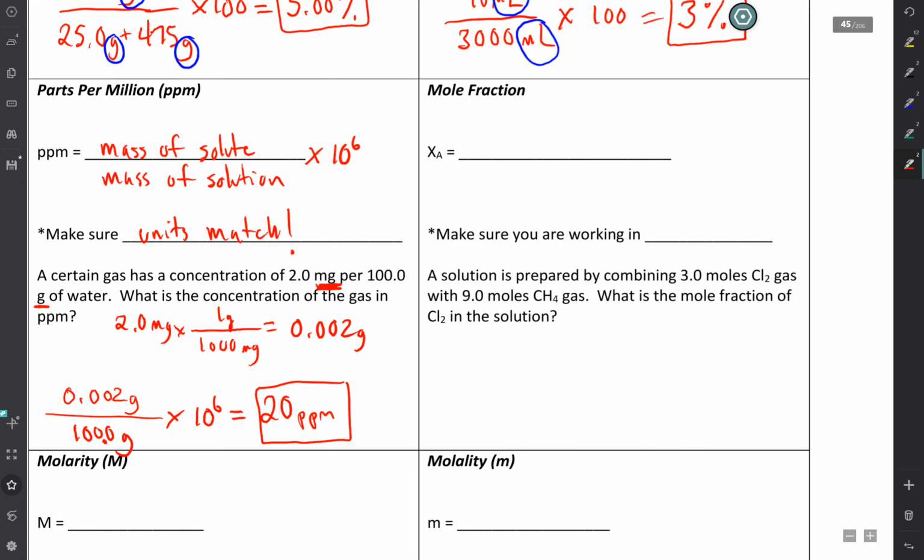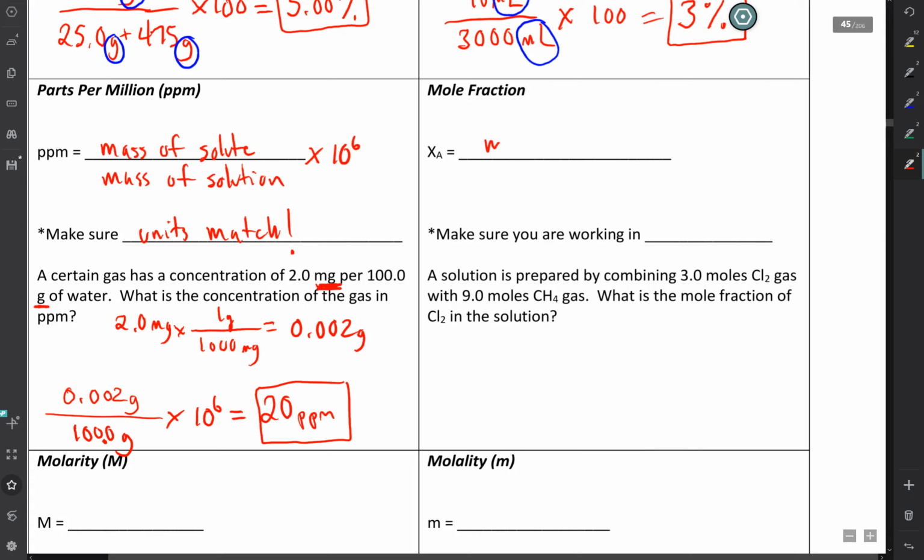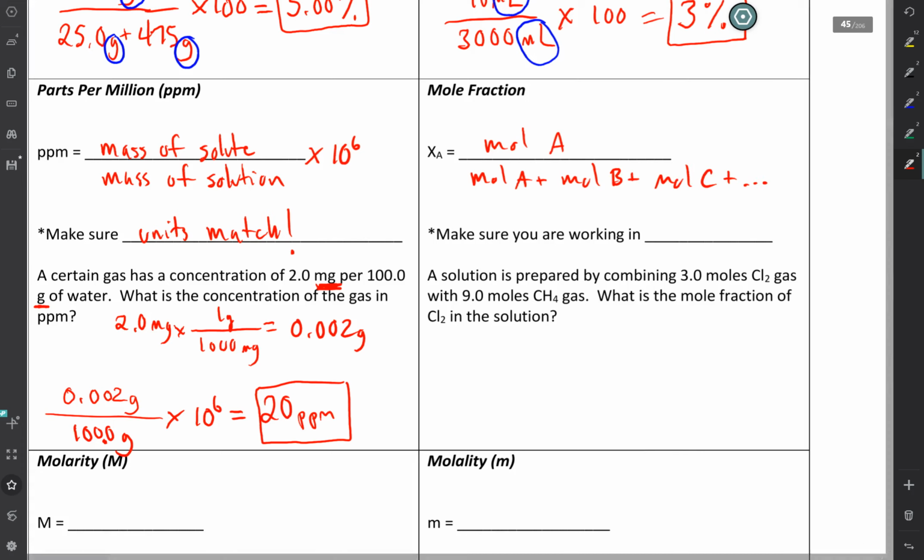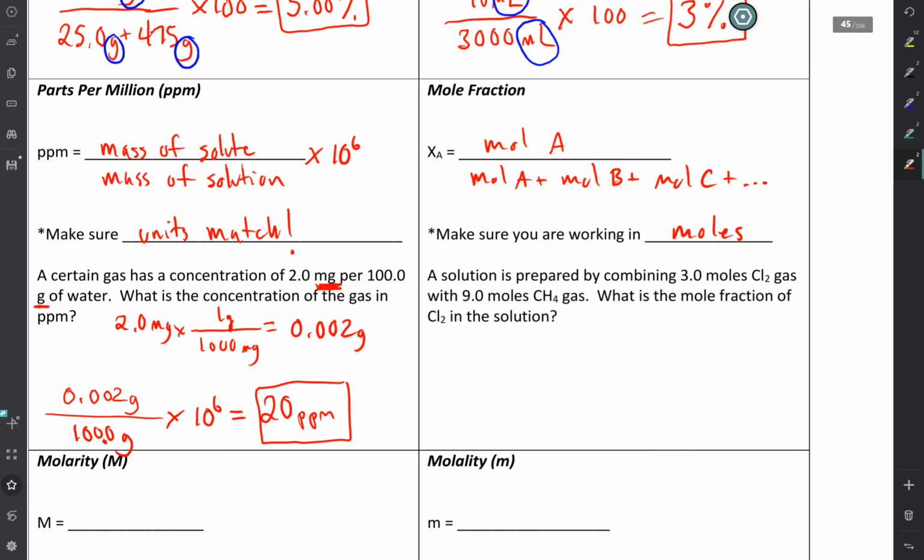So to find the mole fraction of A, I'm going to take moles of A, divided by moles of A plus moles of B plus moles of C, and so on and so forth for however many components are part of that mixture. As the name suggests, make sure that you are working in moles. It really does not work out so well unless you are in the mole. So this one is relatively straightforward.